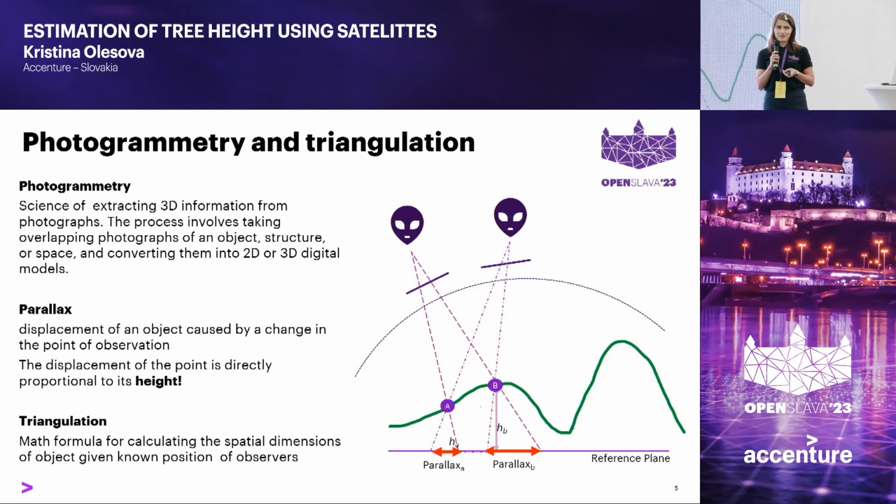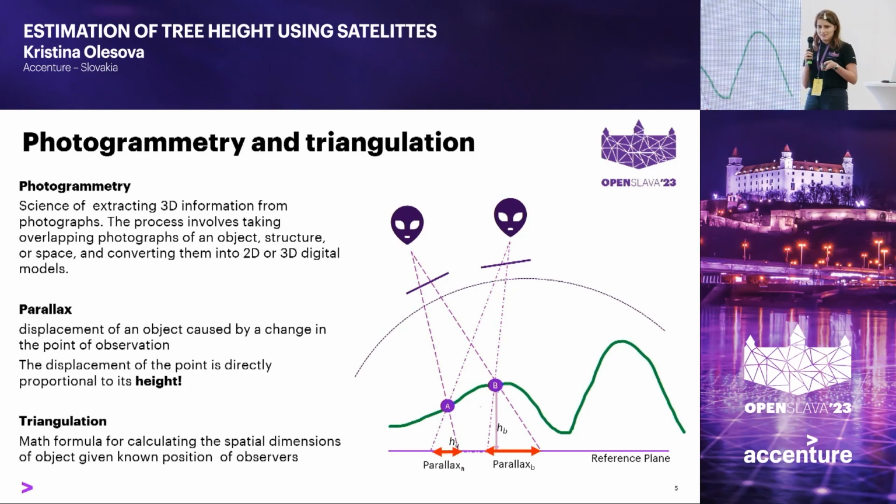I'm not sure if you ever heard about these terms, but photogrammetry is the science of extracting 3D information from photographs that are overlapping. So, if you want to know any spatial dimension of an object in the picture, you need to have at least 2 overlapping pictures from different sides.